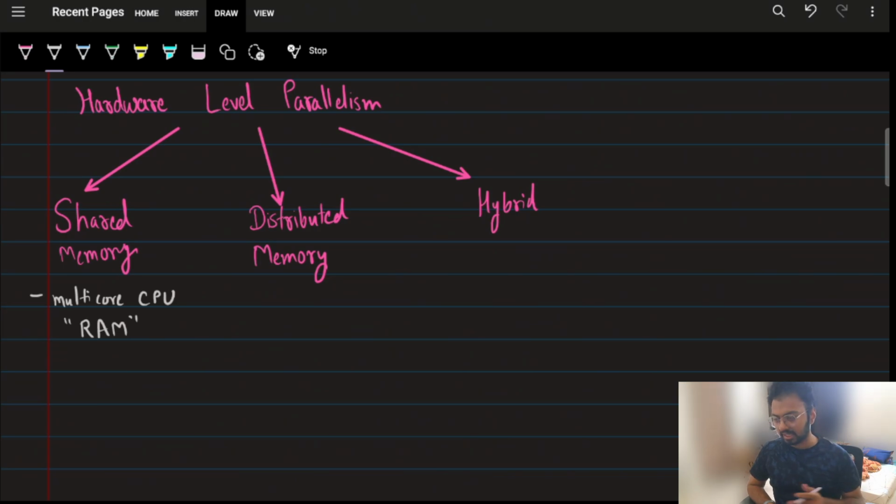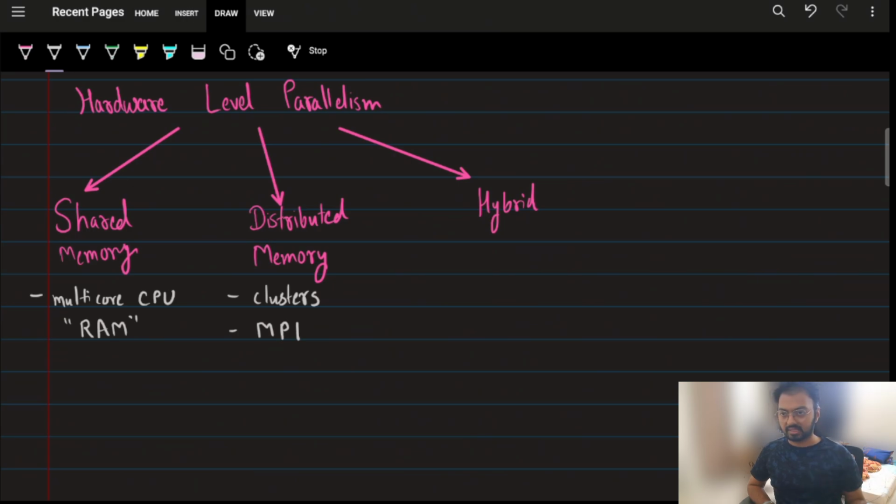Now, another level of hardware-level parallelism is distributed memory. Distributed memory means a cluster. It scales much better than shared memory, but it requires explicit communication. You need to distribute your work and your tasks, and you need to have explicit communication. For example, there are protocols such as MPI, which is nothing but the Message Passing Interface. So, these are the systems for shared memory and distributed memory.